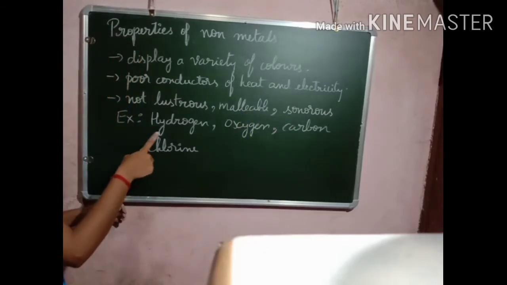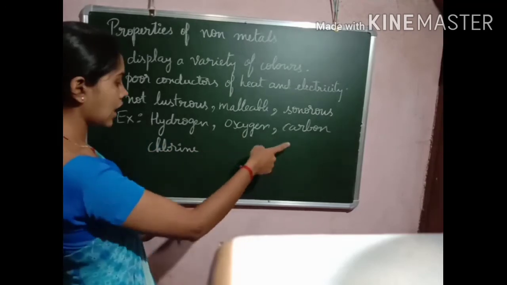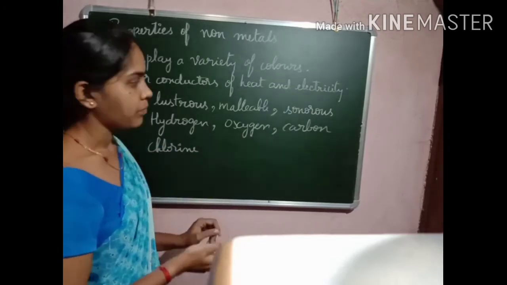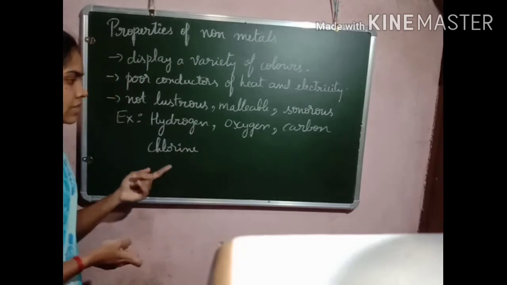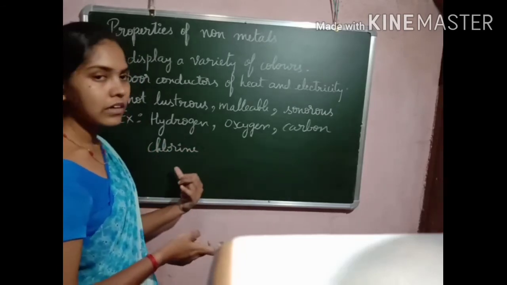Examples of non-metals are hydrogen, oxygen, carbon, chlorine, etc. These are the non-metals: hydrogen, oxygen, carbon and chlorine.